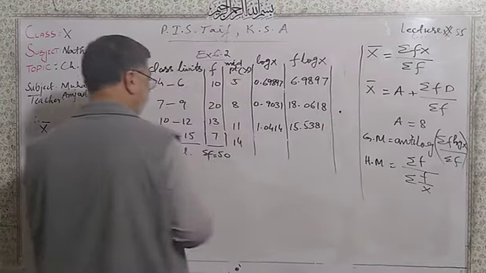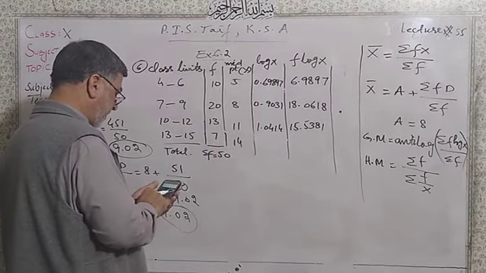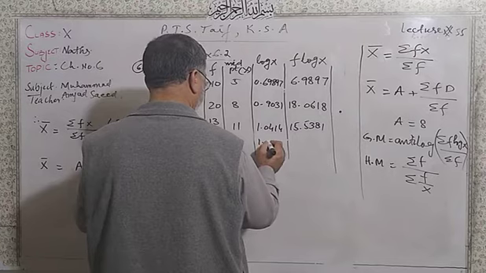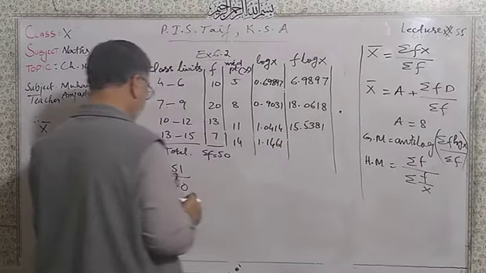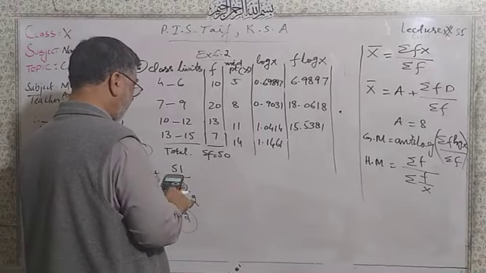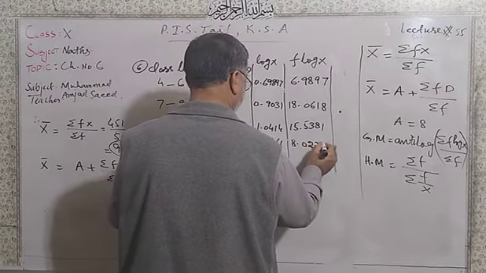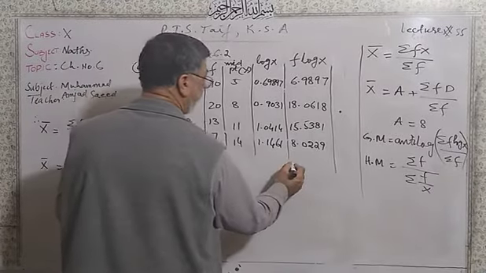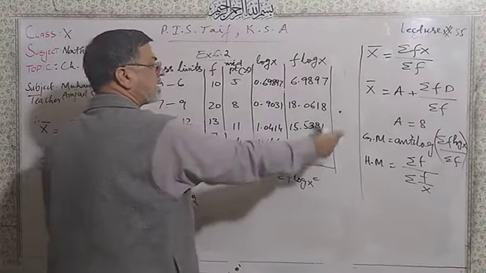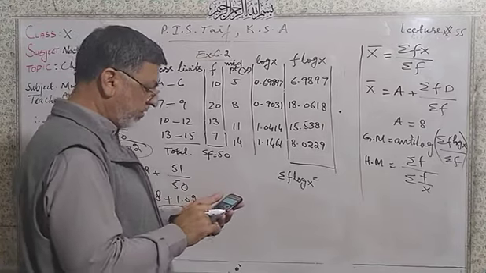Then again we will have log 14. Log 14, that is 1.1461. 1.1461, yes, multiplied by 7. Your answer is 8.0229. This will be sigma F log X. This is sigma means sum. Sigma F log X. Now we will add them.